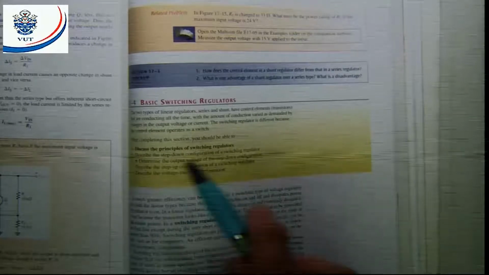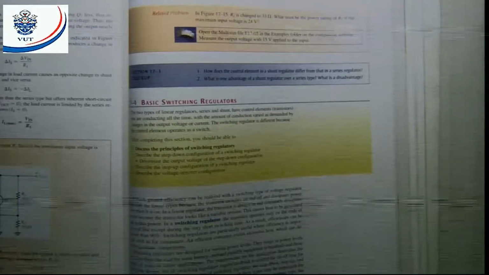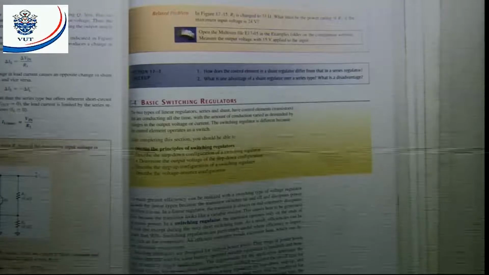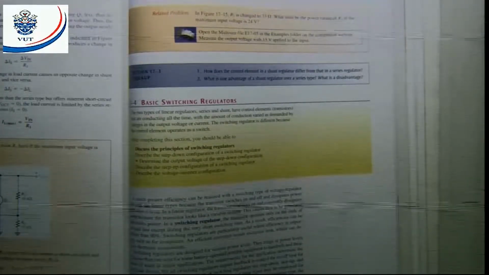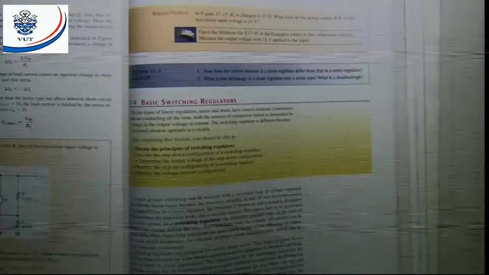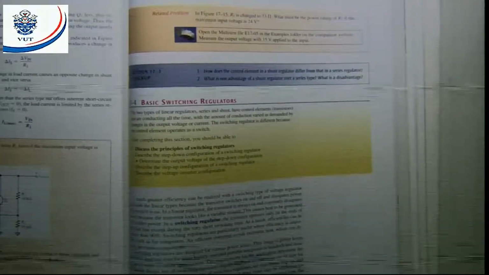All right, today we're going to talk about basic switching regulators. The difference between a switching regulator and a linear voltage regulator is basically that the transistor has two conditions. It's on or it's completely off. That means the transistor works as a switch, and that makes the efficiency of the switching regulators much higher than that of the linear series regulators.